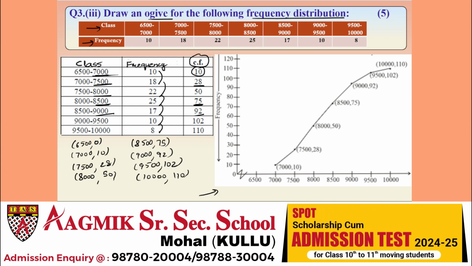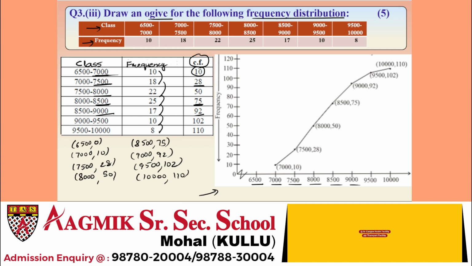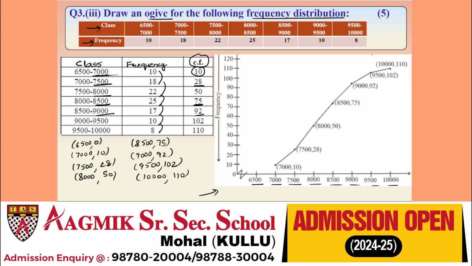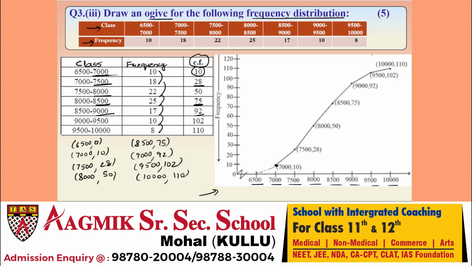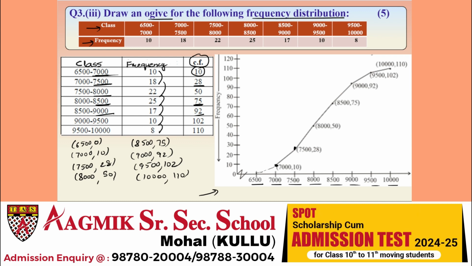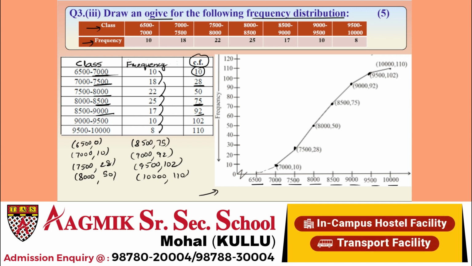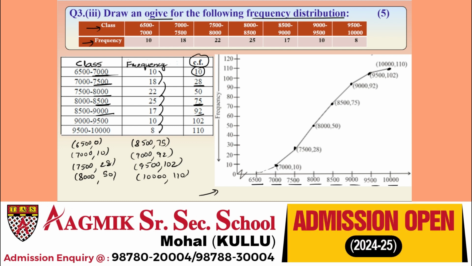On the x-axis you make a kink first of all, then take these at a distance of 500 units. So we have all these upper limits as you can see, and then the cumulative frequency we plot on the y-axis. So this is the first point, 6500, 0. If you want, you can join this also. Then you have 7000, 10, 7500, 28, 8000, 50, 8500, 75, 9000, 92, 9500, 102, and this. So if you join, you can see we are getting this S-shaped curve, which is called an ogive.